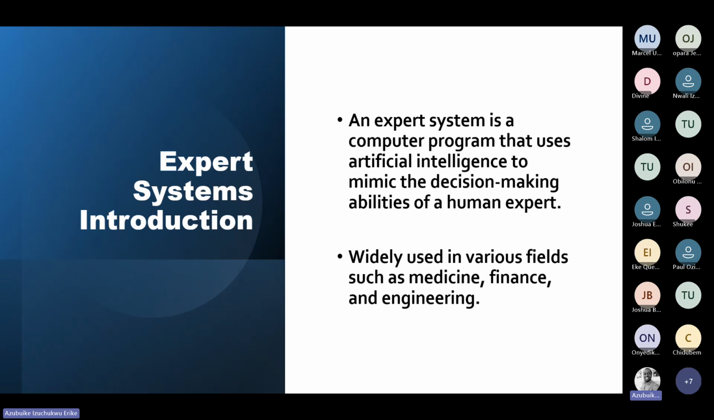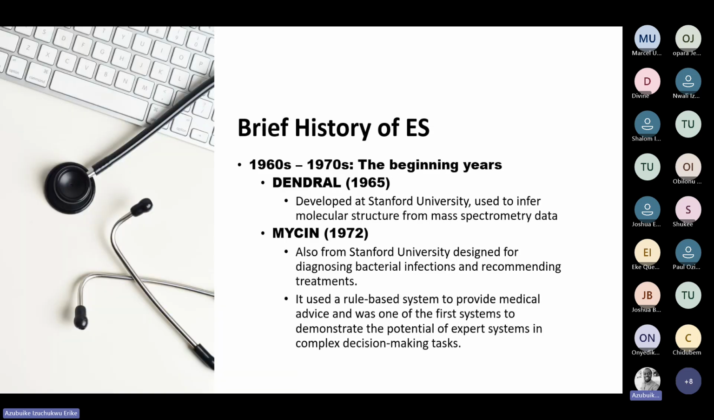Okay, so expert systems are widely used, especially in places where the domain experts are limited. For example, in the area of medicine, finance, engineering, and several others. So when we talk about medicine, we're not just talking about human medicine, we're also talking about veterinary medicine, and so on and so forth.